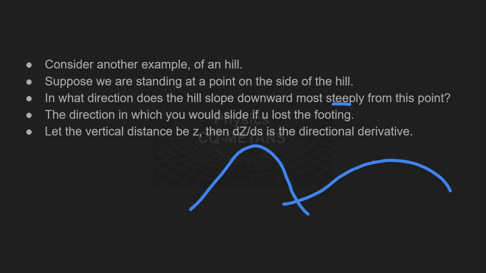So now in this case what changes is the vertical height. As I fall down, this vertical height changes. So where this vertical height changes has the highest value, that is the directional derivative. So that is the direction of the steepest slope. So I can write dz by ds, where again ds is some length element.